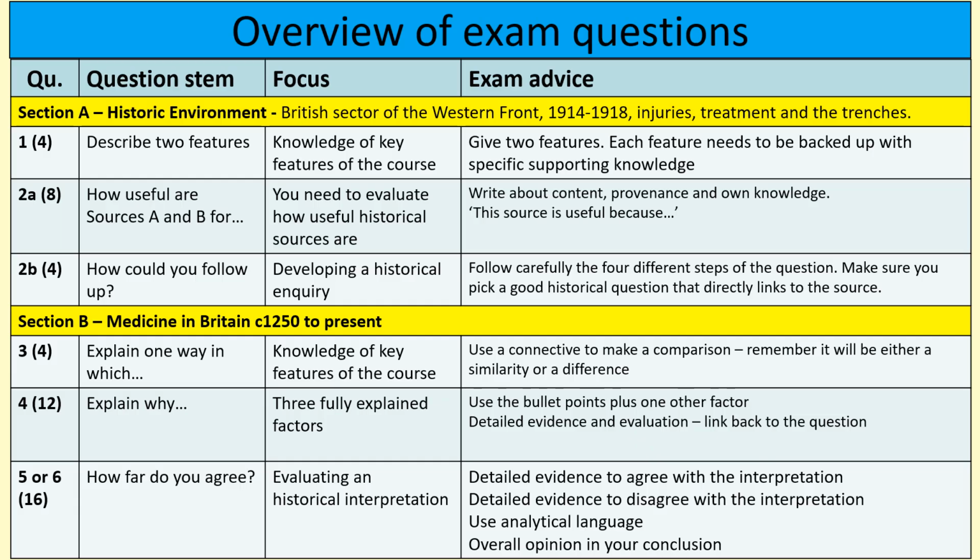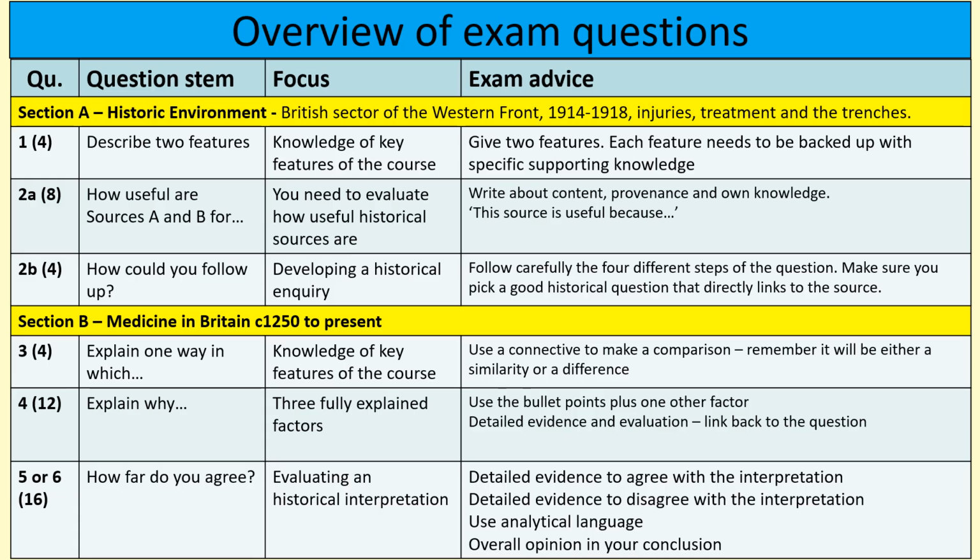So here's an overview of the exam questions. Section A is on the historic environment. You've got a question 1, a describe two features question. Question 2A is a how useful are two historical sources, source A and source B. Question 2B is how could you follow up one of those sources, thinking about a historical inquiry.